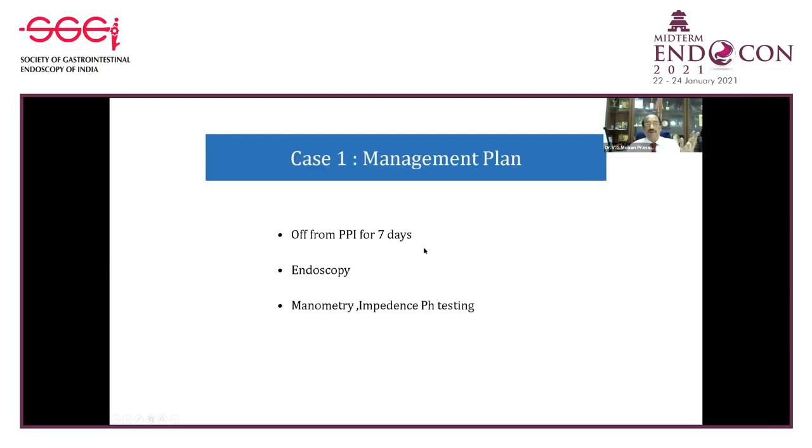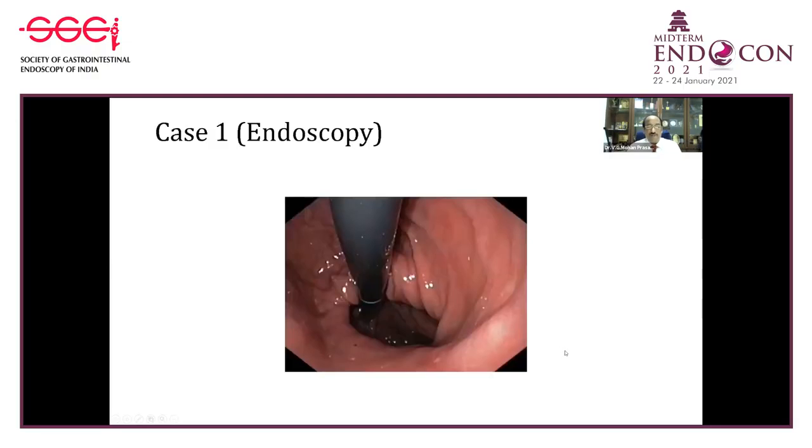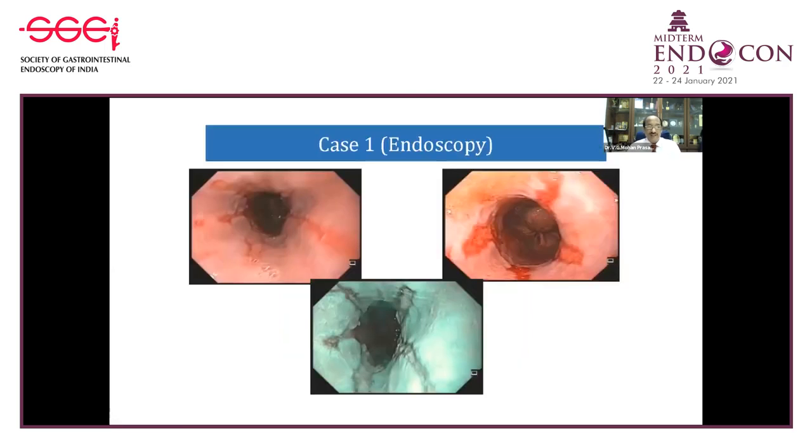So we took him off PPIs for 7 days. We put him on sucralfate and also alginate-containing antacids so that the 7 days are bridged. And then we took him up for endoscopy, manometry, and impedance pH-metry. This is what we found, a large hiatus hernia. So naturally, he is not happy just with the PPIs. And you see here, he had reflux grade C, Los Angeles classification of reflux esophagitis, which is with erosions.